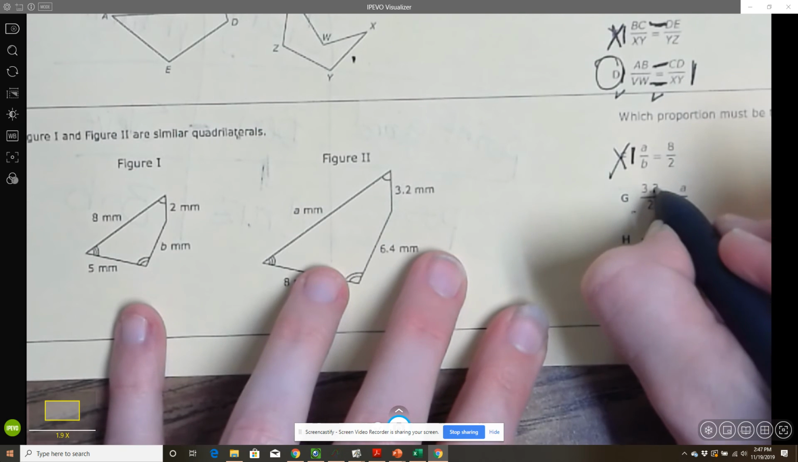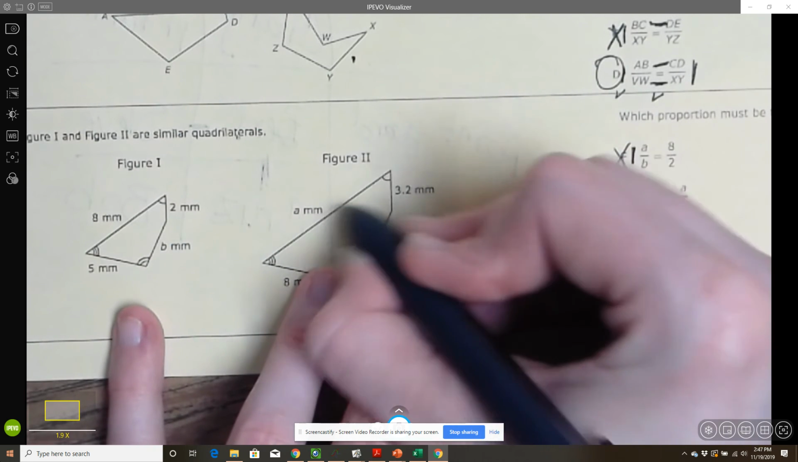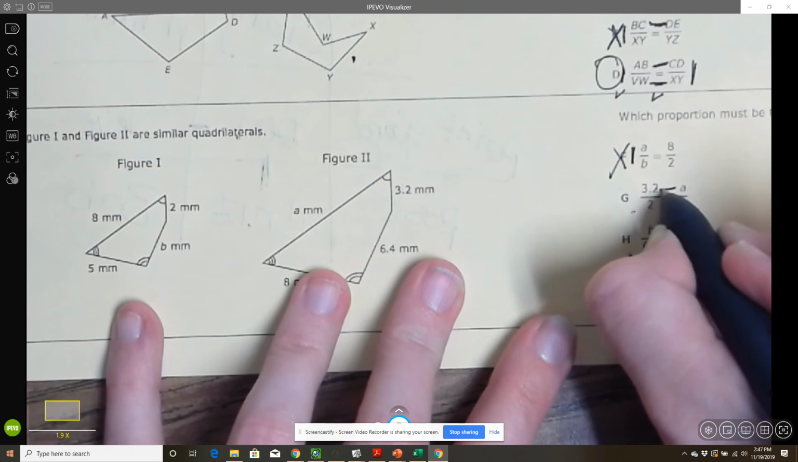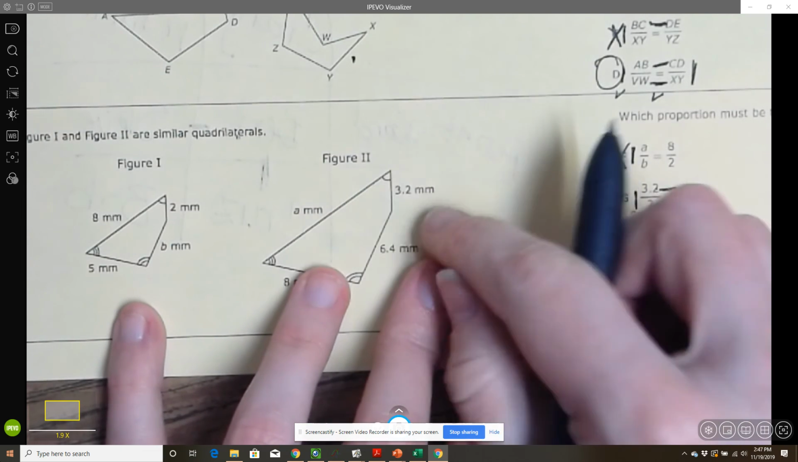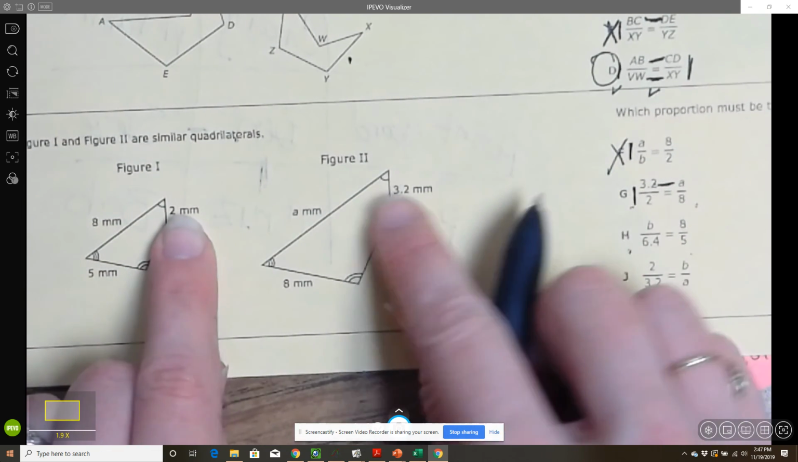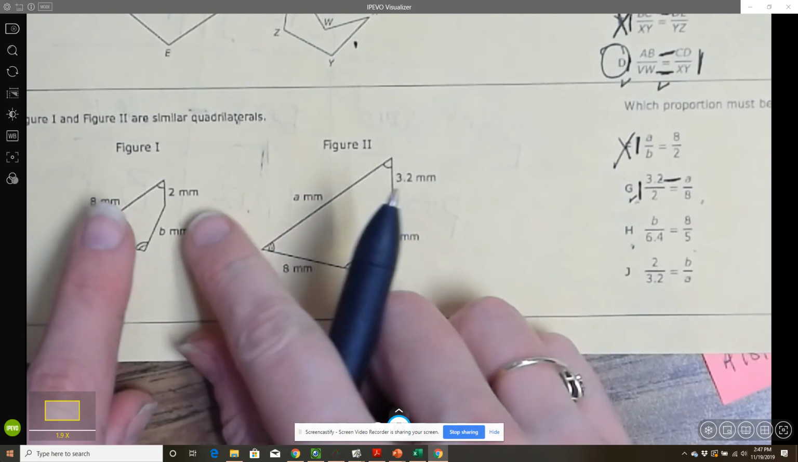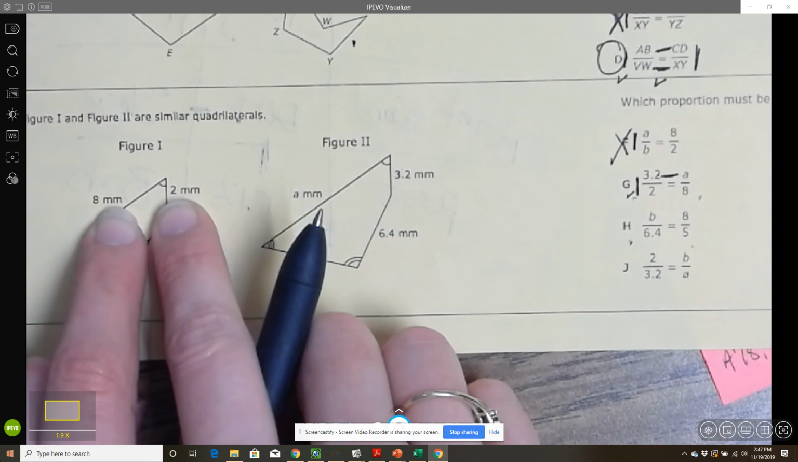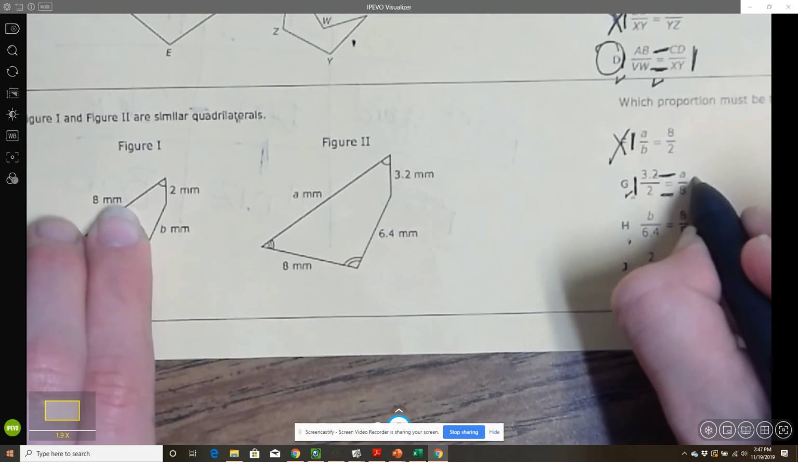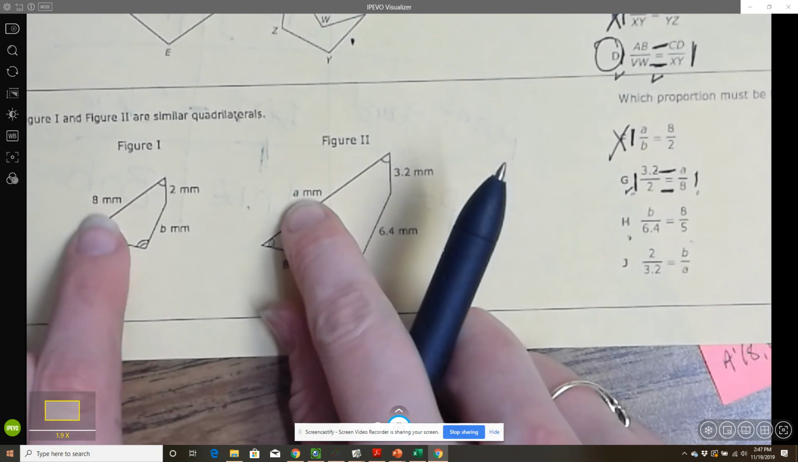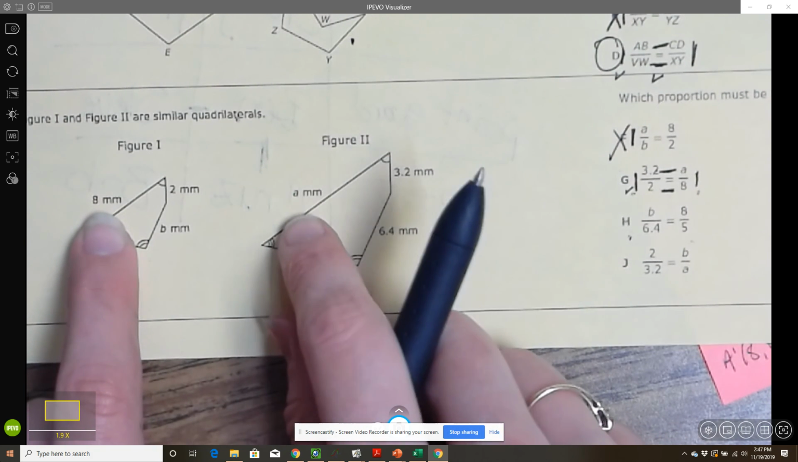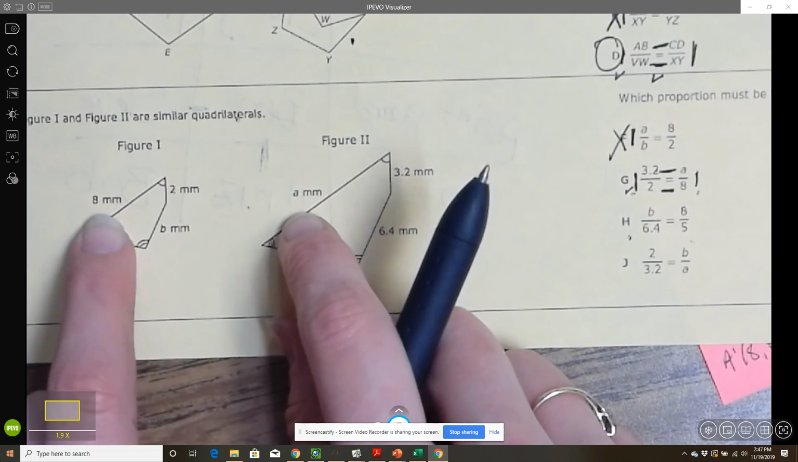All right, so 3.2 and A, those guys are on the same team, so that works. So that means 3.2 and 2 have to be in the same position, which they are, so that works. 2 and 8 then have to be on the same team. Okay, that works. And then 8 and 2, A and 8, have to be in the same position, which they are.